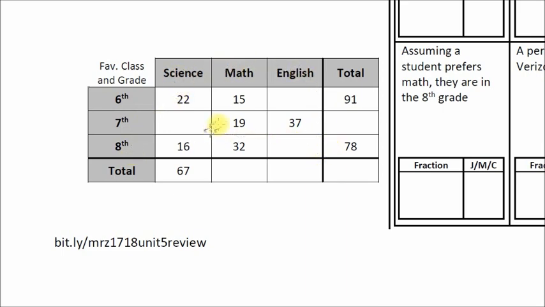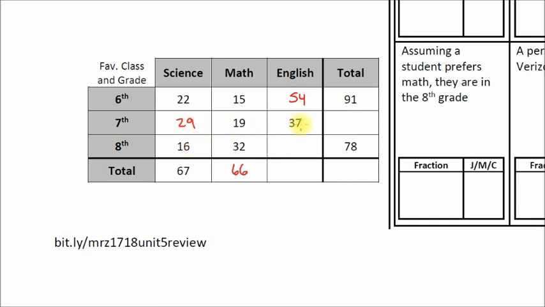Again, let's just start picking away at these. We can find this one no problem: 67 minus 22 minus 16 is going to be 29. I can add these up. Math, 15 plus 19 plus 32 is 66. I can find the total favorite English class for 6th graders by taking 91, subtract 22, and subtract 15, and you get 54.